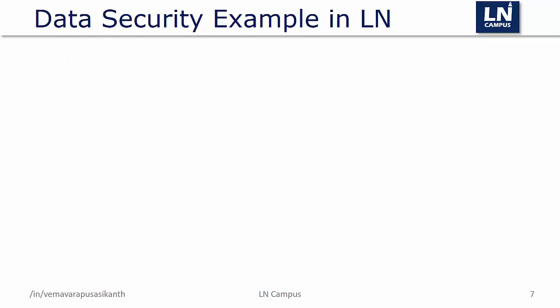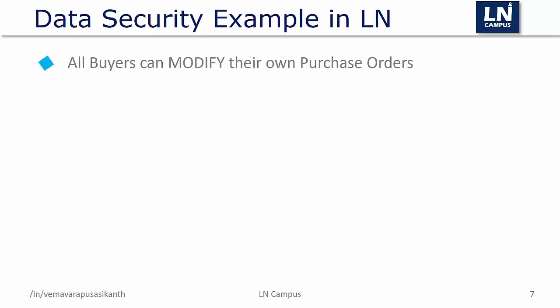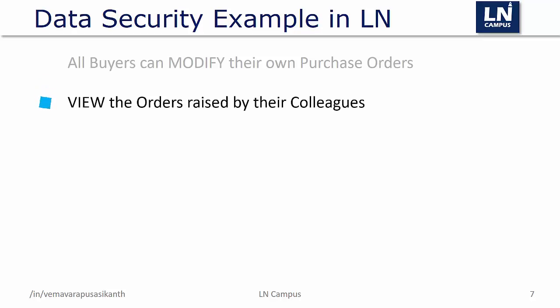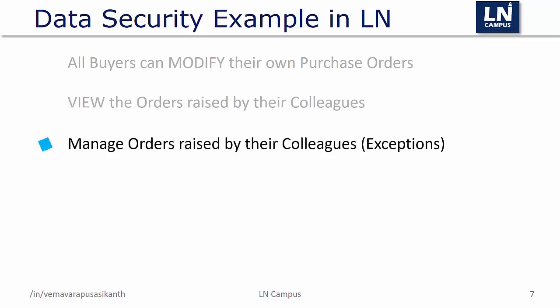Let's look at an example of data security in ERP LN. Every employee within the organization is allowed to modify their own purchase orders. They can also view the orders raised by their colleagues of the same department, but they should not be modifying these orders. When an employee is on holiday or leave, one of his colleagues of the same department can manage his orders. Again, this must be valid until the person returns back to work.